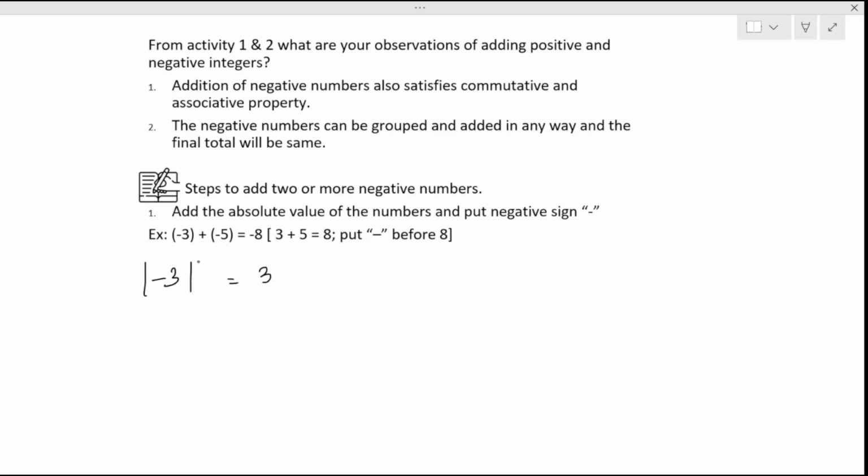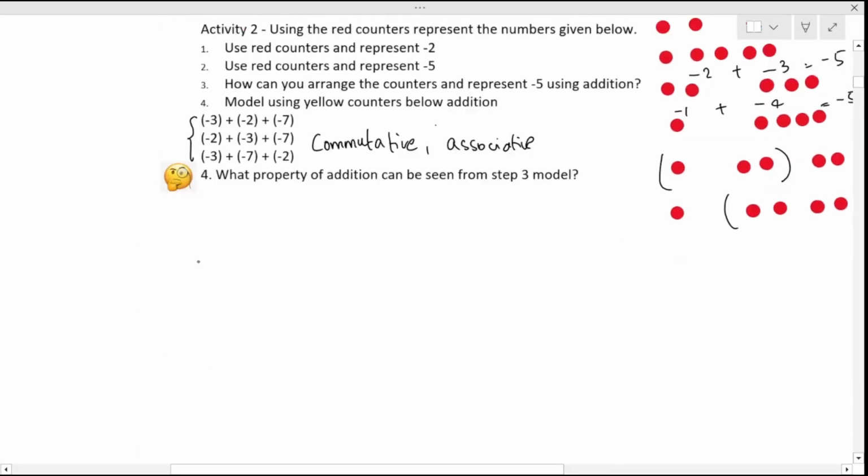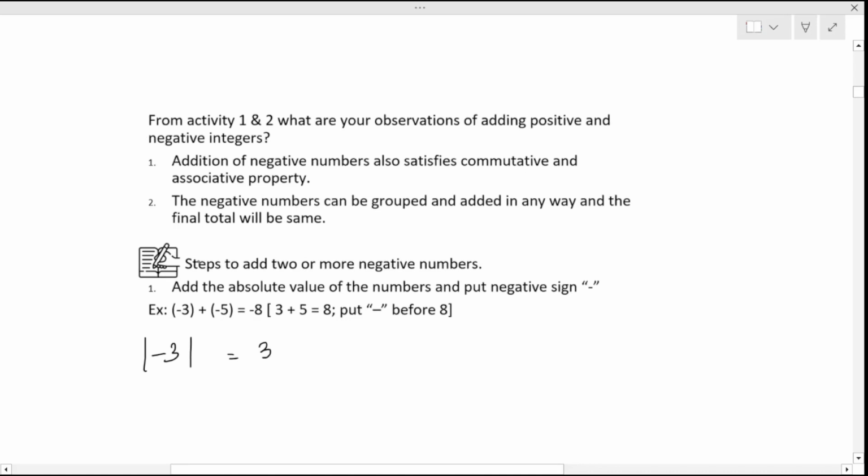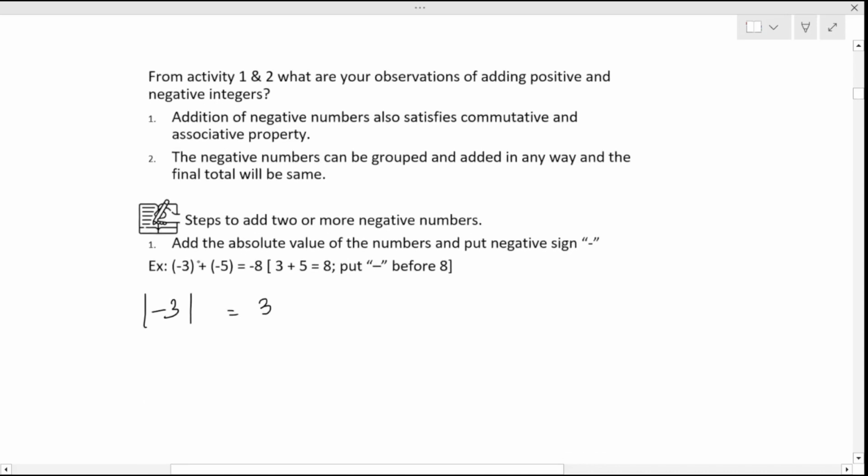So in this video we have understood how to add two positive integers or two negative integers using simple counters, and in the coming videos you will see how to add different numbers using counters.